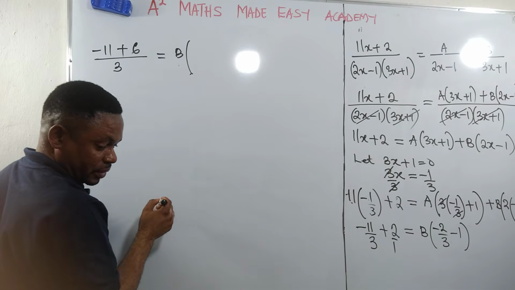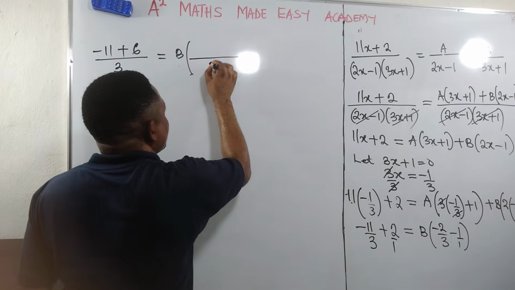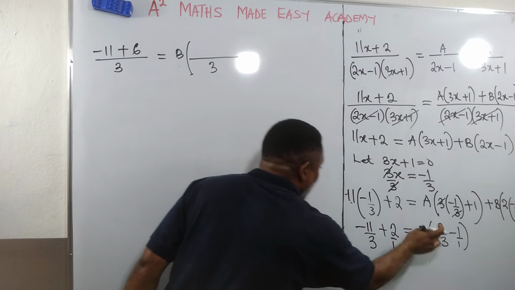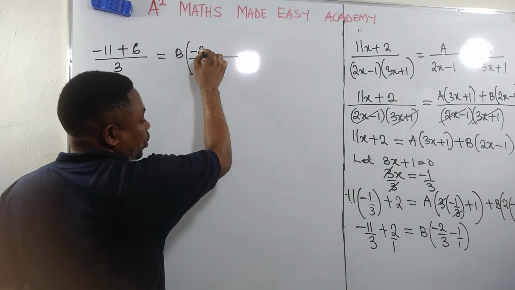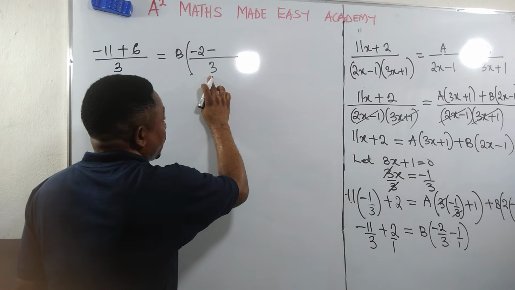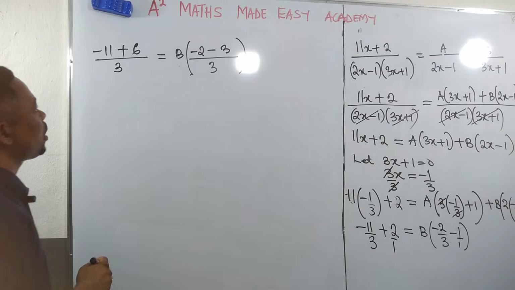Open the bracket. So what do we do? Call this over 1. Take the LCM. The LCM is 3. 3 can go into itself to give you 1. 1 times minus 2 should be minus 2. I will subtract. 1 can go into 3 to give you 3. 3 times 1 will give you 3. Oh my goodness. Can you see that we're almost there?